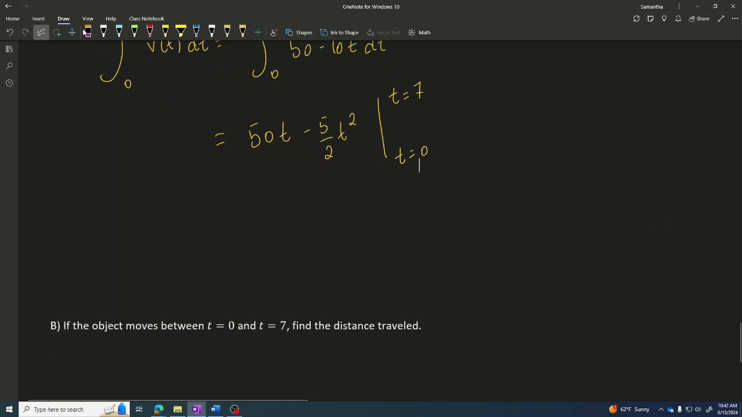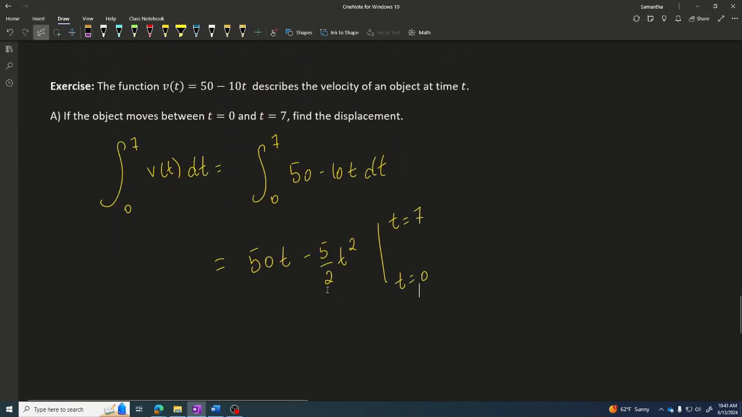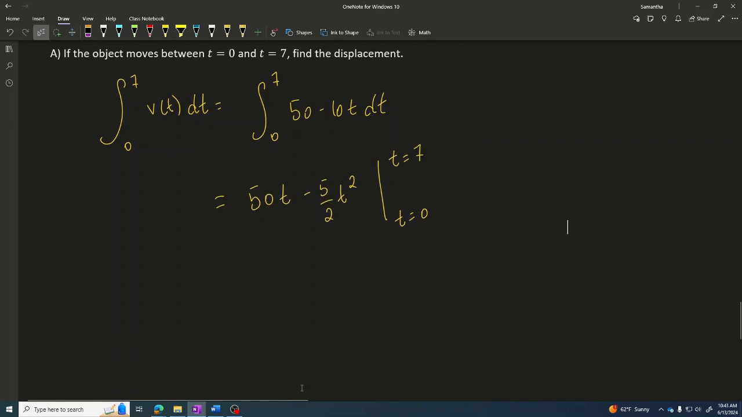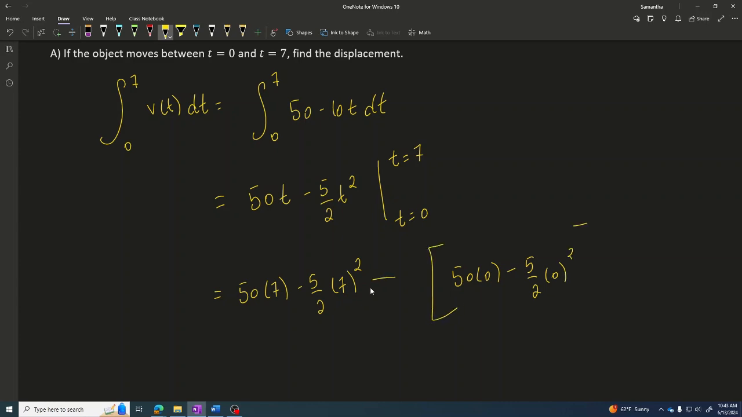So the notation that I like to use is this. Here is our antiderivative of 50 minus 10t. It becomes 50t minus 5/2 t squared. And then on the side, I've put this bar, and I've put t equals 7 on the top and t equals 0 on the bottom to remind myself that the next step in the fundamental theorem process is to plug in the upper limit of 7 to this function, plug in the lower limit of 0 to this function, and then subtract the two results.